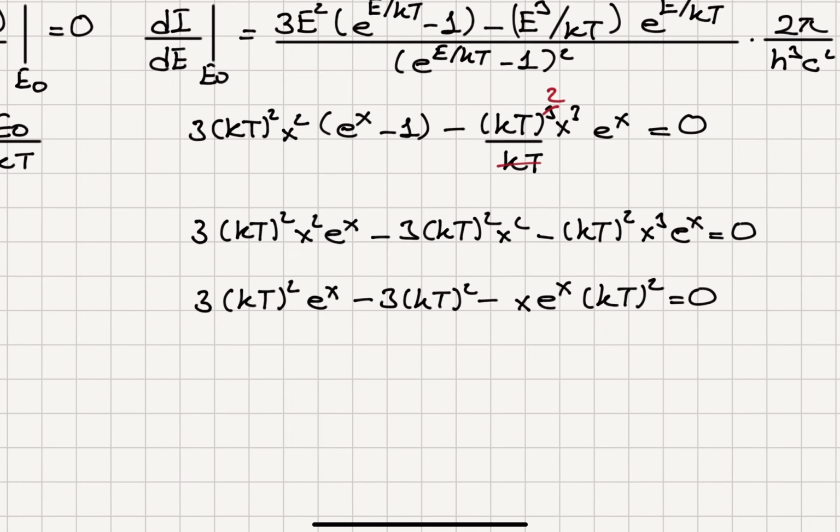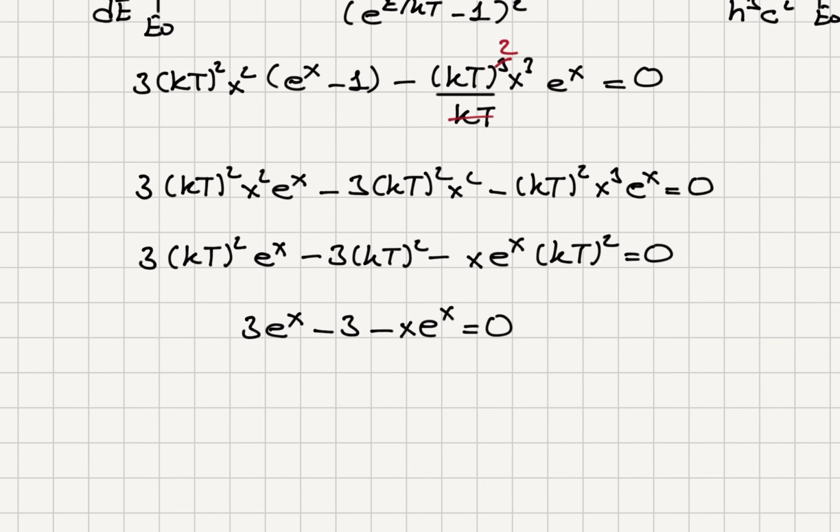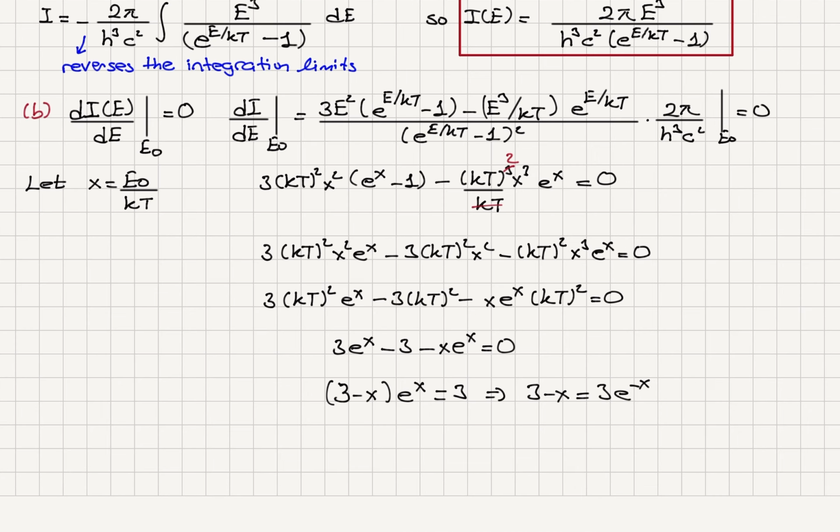And now we can divide it by kT squared. It will give us 3 e to the x, minus 3, minus x e to the x, is equal to 0, which means we're getting 3 minus x times e to the x equal to 3, which means we have 3 minus x is equal to 3 times e to the minus x.